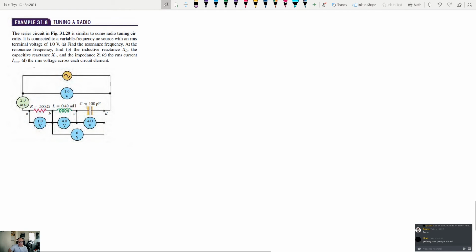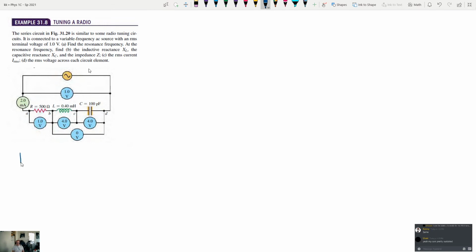We know the resistance, the inductance, the capacitance. We want to find the resonant frequency. At the resonant frequency, we want to find the inductive reactance, the capacitive reactance, and the impedance. And then we want to find the RMS current, IRMS, and the RMS voltage. Okay. Once again, this is going to involve just plugging and chugging, basically. So let's go through this.